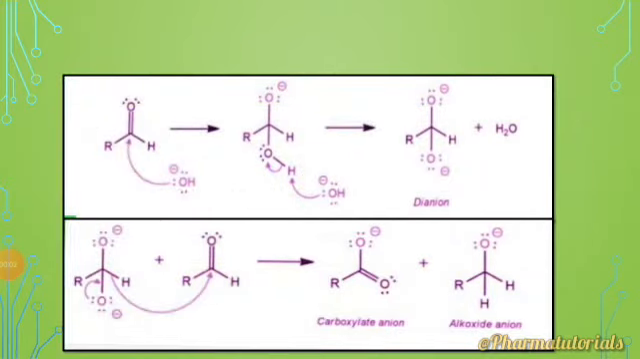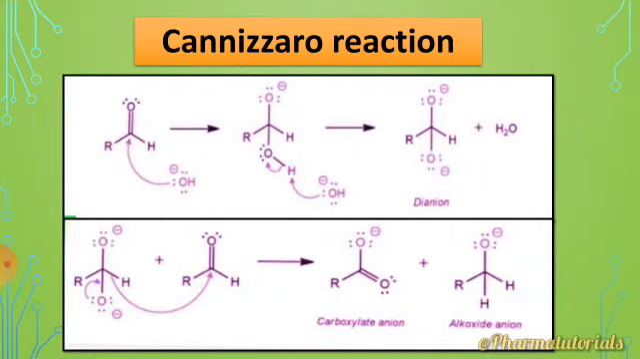The Cannizzaro reaction is a chemical reaction named after Stanislao Cannizzaro that involves base-induced disproportionation of two molecules of a non-enolizable aldehyde to yield a carboxylic acid and a primary alcohol. Let us see the mechanism. In the first step, the nucleophile, the hydroxide ion, attacks the carbonyl group of the aldehyde, giving rise to an anion carrying two negative charges.